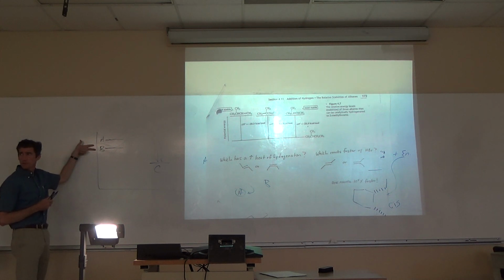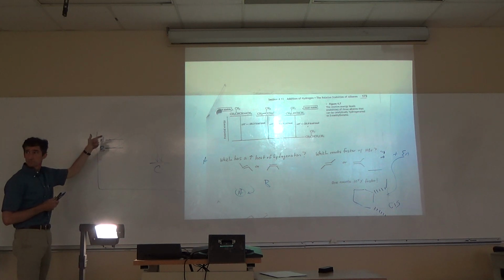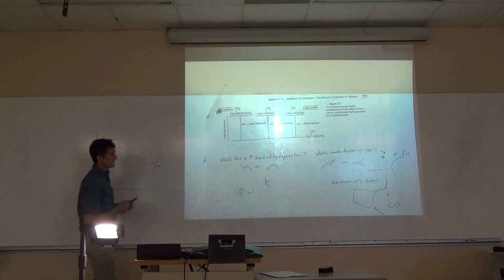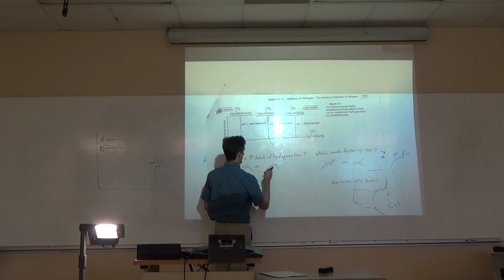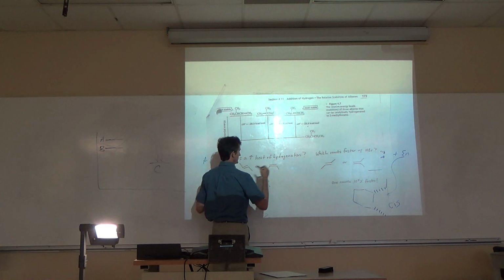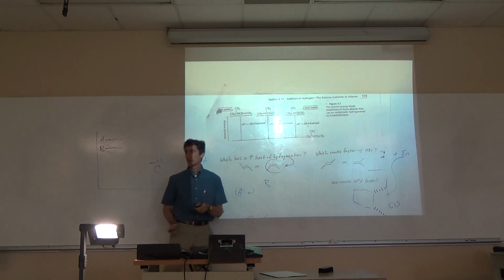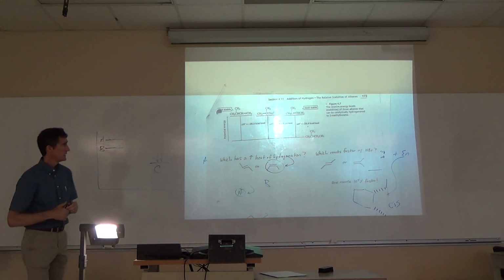Which over here gives off more heat, A or B? Why does A give off more heat? Because it's less stable. Less stable, it contains more energy, which means it's less stable. Which has higher heat of hydrogenation? Oh, there, right? Yeah.